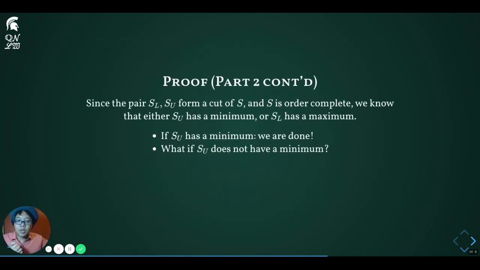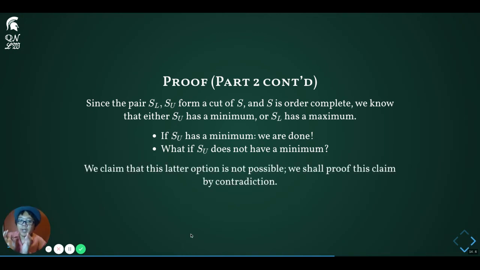Now we can try to apply the order completeness property to our cut. This says that either SU has a minimum or SL has a maximum. If SU has a minimum, then as this is exactly what we hope to prove, we will be done. So we only need to worry about the case where SU does not have a minimum, and by extension, SL has a maximum. I will claim that this cannot in fact happen. On the next slide, we prove this is so by contradiction.